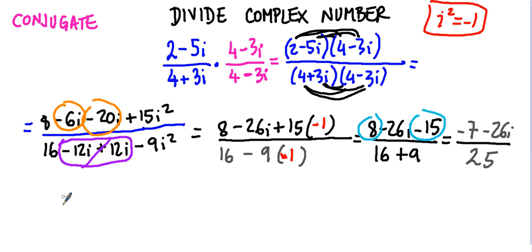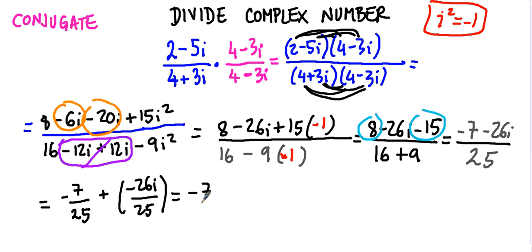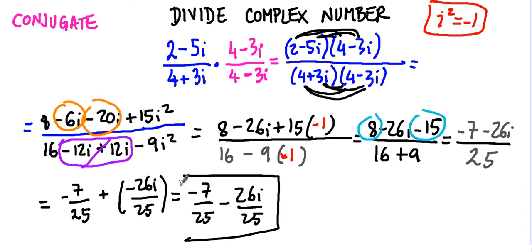And we're almost done, but because we must write complex numbers as two separate numbers, because of the form, we're going to take our fraction and split it up into two pieces. Negative 7 over 25, which is our real part, plus our imaginary part, which is negative 26i over 25, and we can remove that plus, so we can just write negative 7 over 25 minus 26i over 25, and this would be our full answer to this problem.